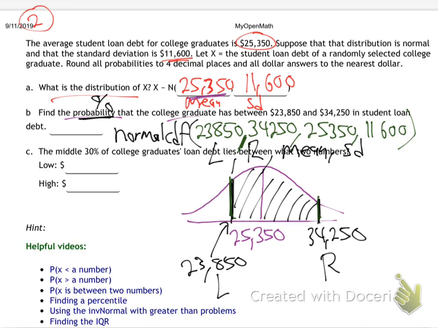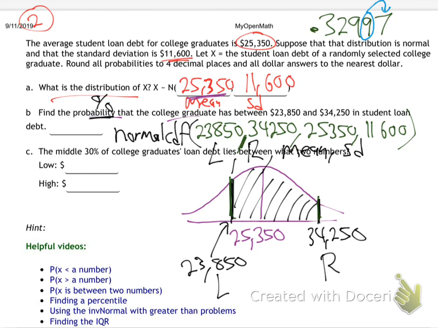I got 0.32997. That's a tricky one to round also. Did y'all get that? Then you need to round that to 4 places. Do you know how to round that to 4 places? You circle the 4th place, the place you're going to stop at.